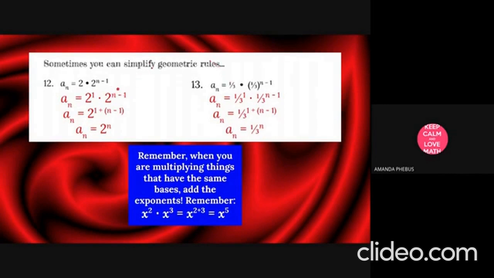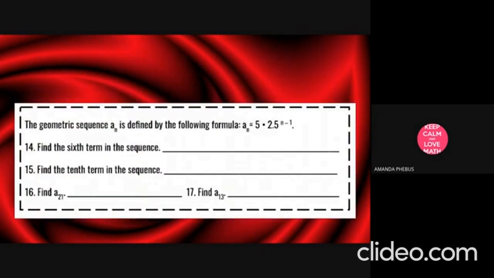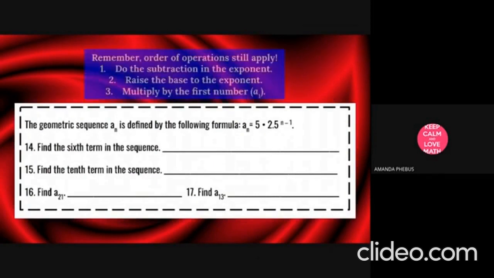You probably aren't going to be doing a whole lot of simplifying, or being asked to simplify, with the geometric rules. With the arithmetic, that'll probably happen. All right, let's look at using some of these. So we've got a geometric sequence. It's a sub n equals 5 times 2.5 to the n-1.